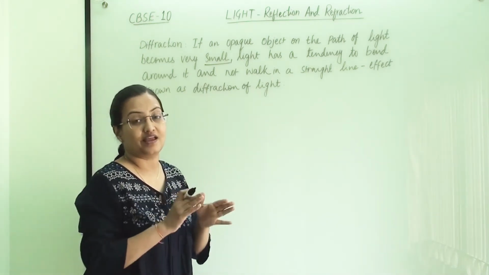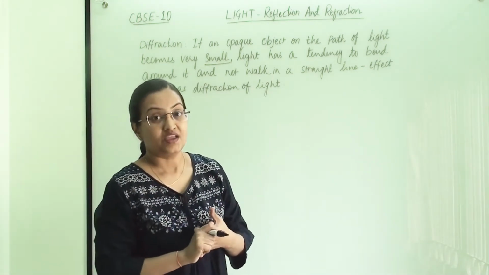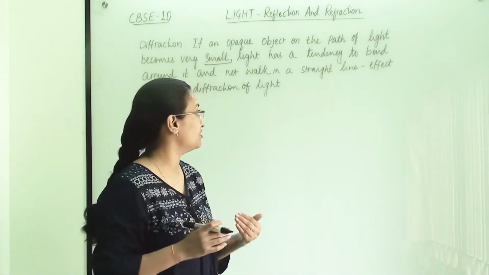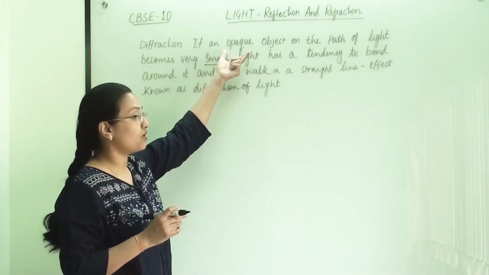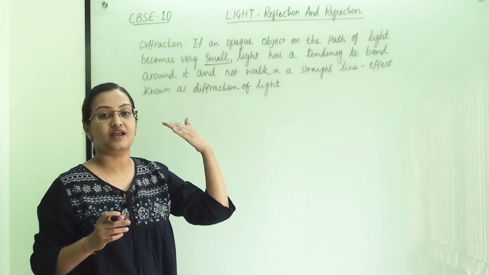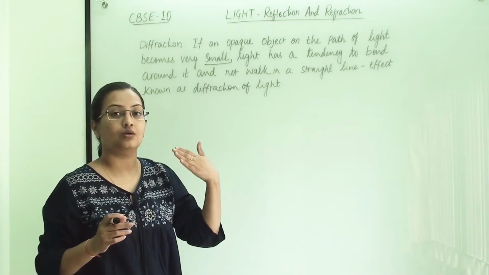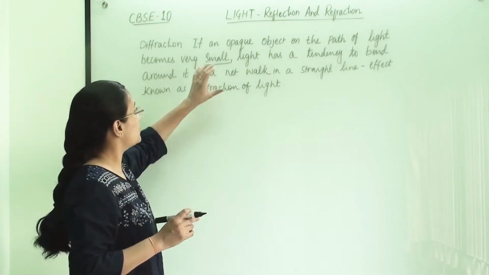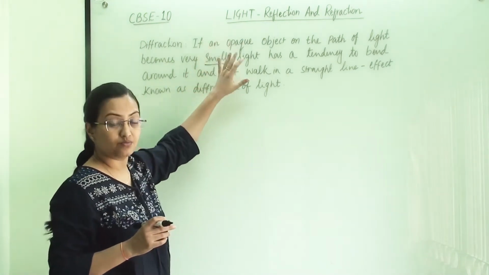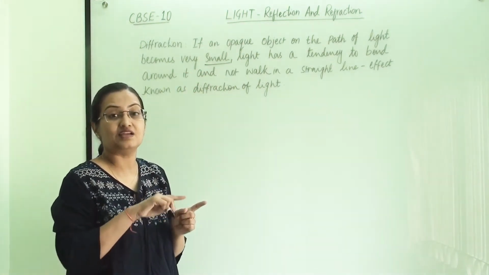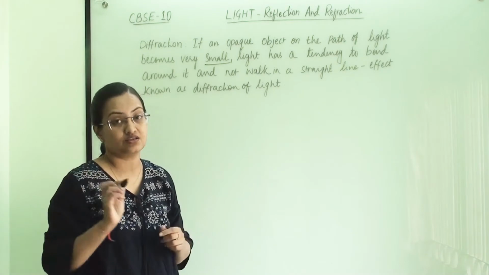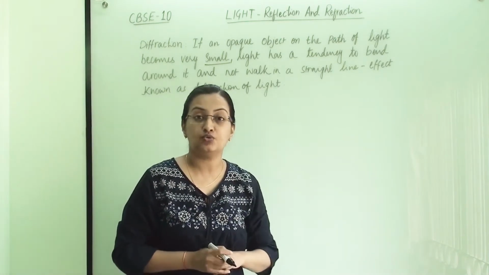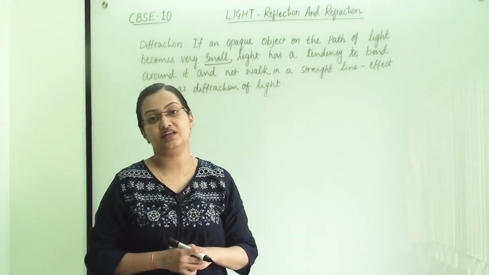We know that light travels in a straight line. But diffraction is a phenomenon which tells us something different. It says that if an opaque object, a kind of translucent object, not completely transparent and not completely opaque, is very small and comes in the path of a light, then light will bend and pass around it. This behavioral pattern was very difficult to understand at the beginning of the 20th century.